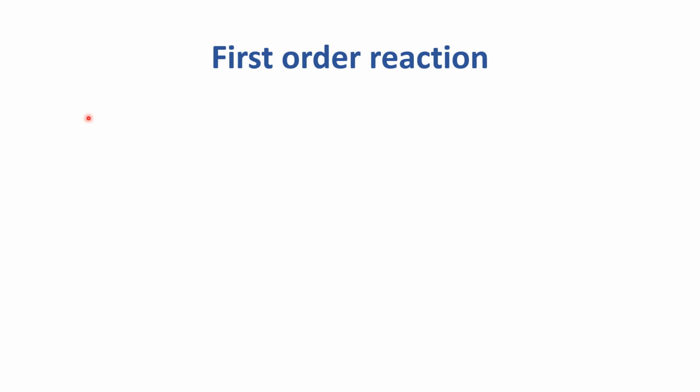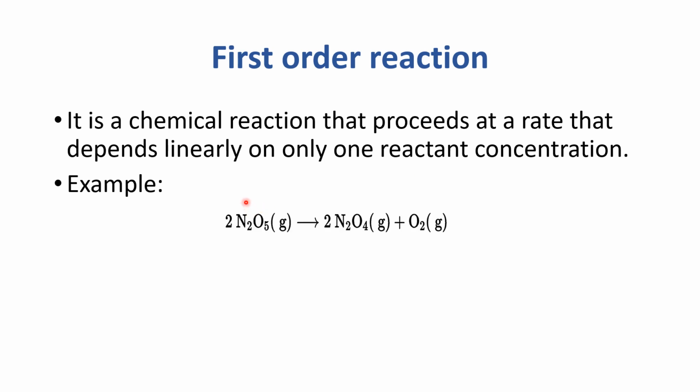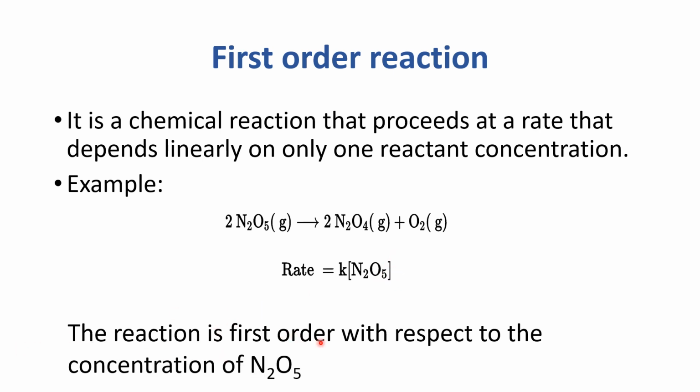Next is the first order reaction. It is a chemical reaction that proceeds at a rate that depends linearly on only one reactant concentration. Chemical reactions in which the rate varies with the concentration of only one reactant are called first order reactions. For example, decomposition of nitrogen pentoxide. Its rate expression is rate equals k [N2O5], and the power is 1. So the reaction is first order with respect to the concentration of nitrogen pentoxide.